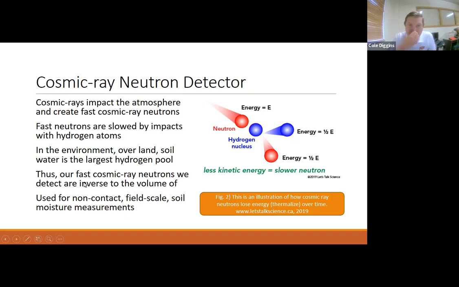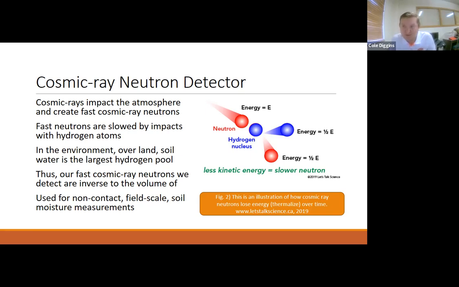So we are detecting the cosmic ray neutrons that have not impacted water, or in that particular case, hydrogen. And so that's all that we're detecting, are the fast ones. So our counts end up being inverse to the actual volume of water. Our cosmic ray neutron counts are inverse to the amount of water that we are seeing in the soils, is the big takeaway. And we can use that data for non-contact field scale soil moisture measurements.